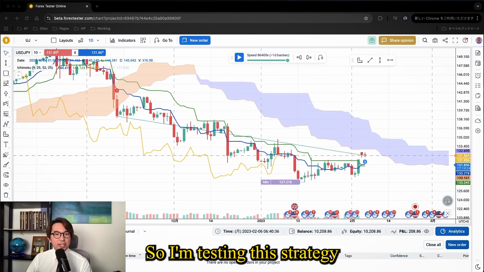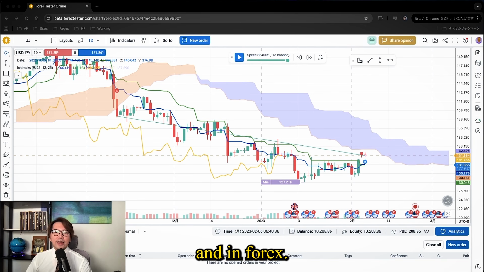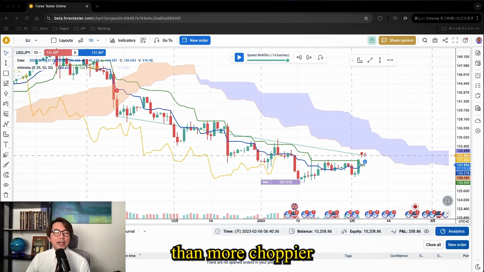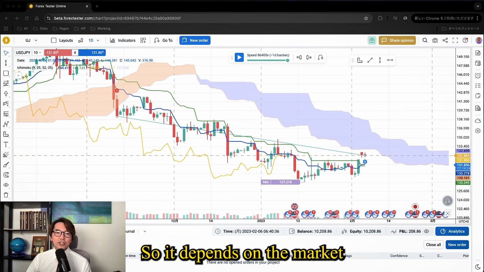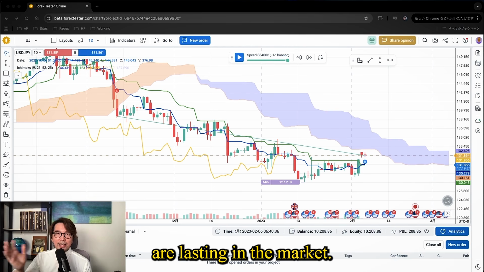So I'm testing this strategy in Forex pair, USD-JPY, because I trade Forex mainly. And in Forex, as you can see, the markets are more choppier than stock markets or indices or commodities. So in Forex markets, if you want to use the strategy, you can also apply this on 4-hour or even 1-hour time frames. But if you want to apply this on the daily or weekly time frames, you can do so on stock markets or indices. So it depends on the market condition, depends on how long the trends are lasting in the market.